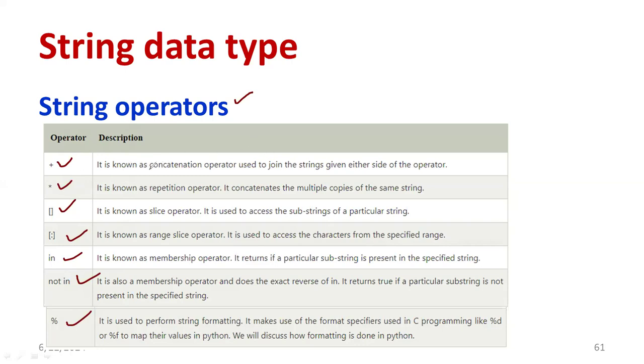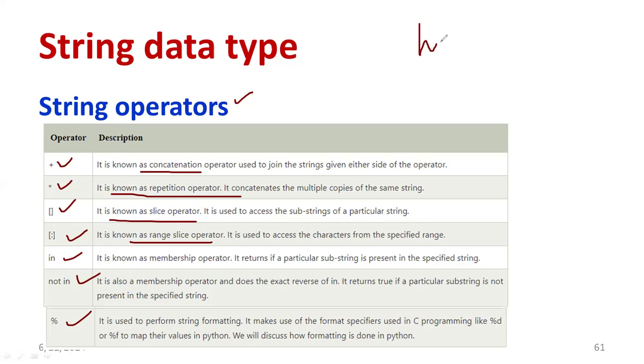The plus operator is mainly for concatenation. The star operator is for replication, string replication. The square bracket is for slicing. Then this is called a range slicer. Another one is in. In means we can check whether any substring is present inside the main string.